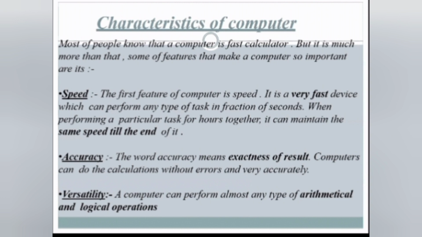It is a very fast device which can perform any type of task in a fraction of a second, and when performing a particular task for hours together, it can maintain the same speed till the end. Like, however much data you give, it will accept it and give accuracy. The word accuracy means exactness of result, and a computer can do exact calculations without any errors, in a very accurate, that is, correct manner.